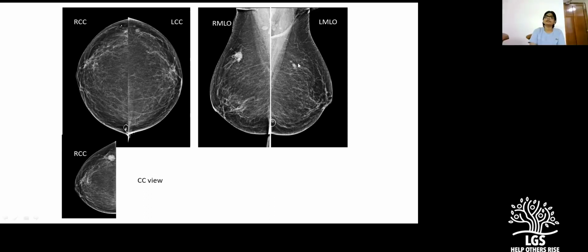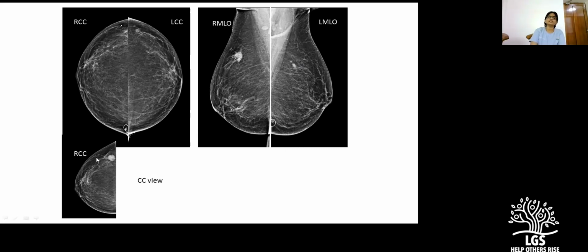And when we imaged, we found this also. Interestingly, this is the importance of getting an adequate CC view. If you look at it here, it's seen well on the MLO, but on the CC, it's at the very edge of the film.